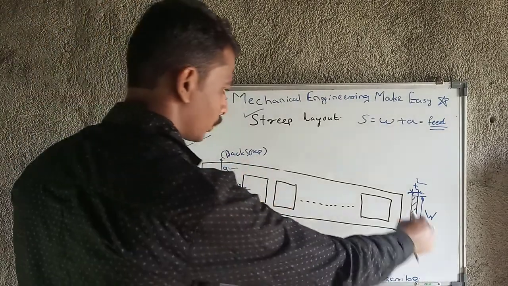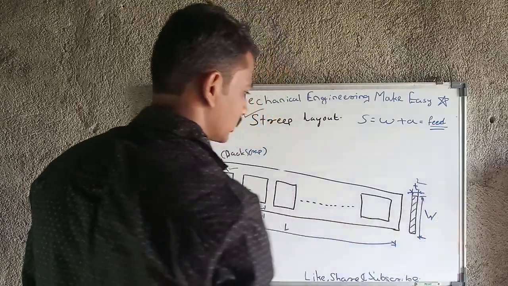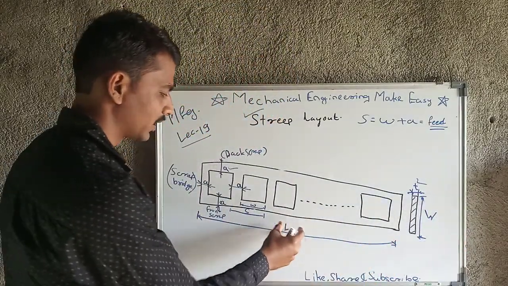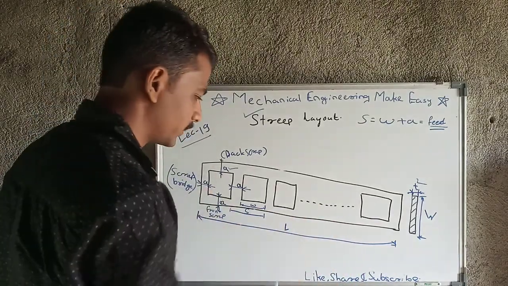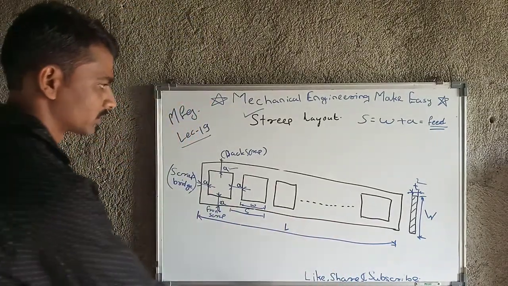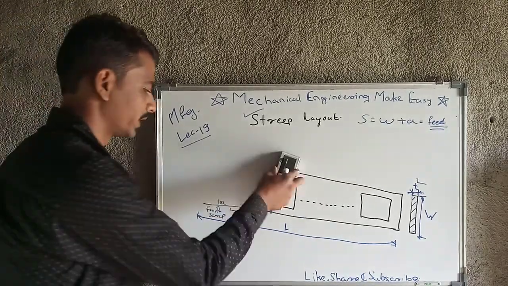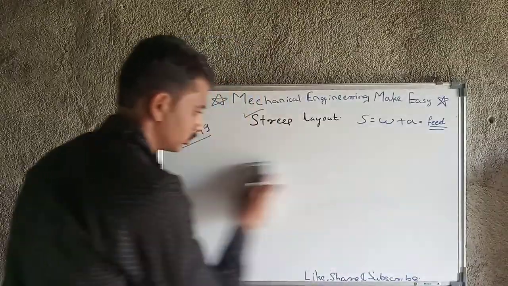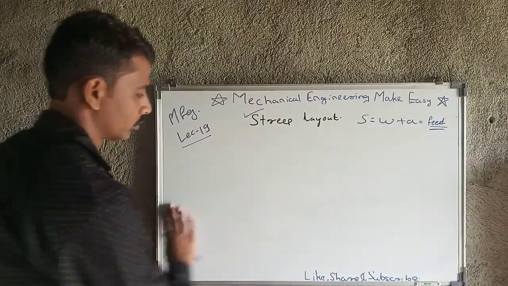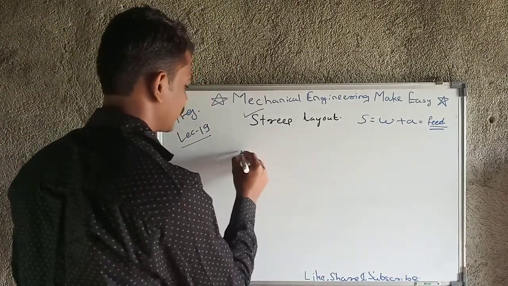This will be the thickness of the sheet, this will be the width, that is capital W, and capital L is the length of the sheet. Draw this figure, and then I will move towards the parameters like a. What is the value of a that we have to take according to the thickness of our sheet? What are the considerations for taking the value of a, that is the margin?